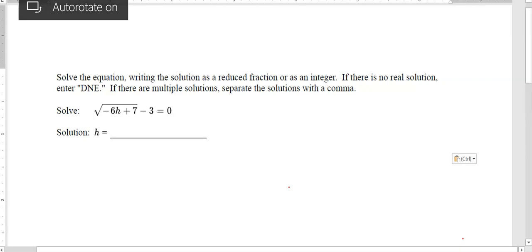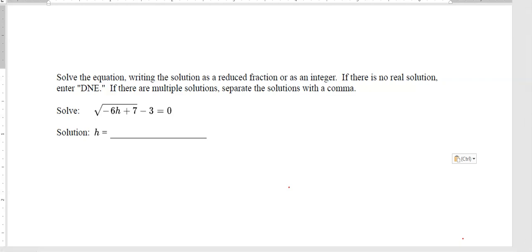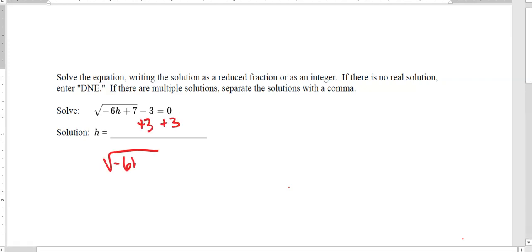Okay, so we're going to solve this radical equation. Your goal is to get the radical alone on one side of the equation. So I'm going to add 3 to both sides. So I've achieved my first goal, to get the radical alone.